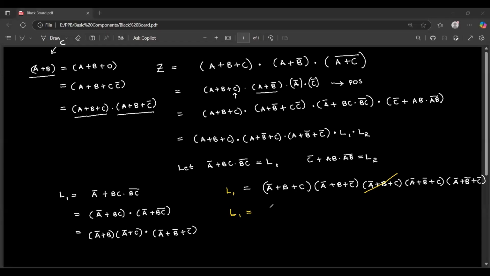Okay, so that will be (A bar plus B plus C) into (A bar plus B plus C bar) into (A bar plus B bar plus C) into (A bar plus B bar plus C bar). Now we have to find L2.